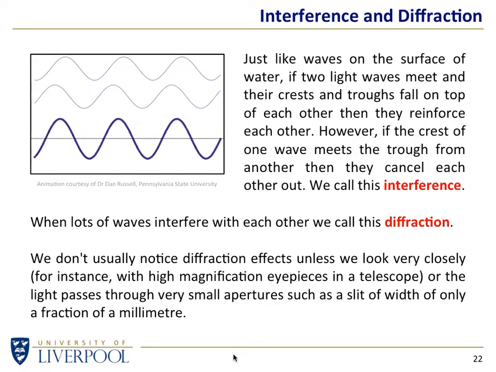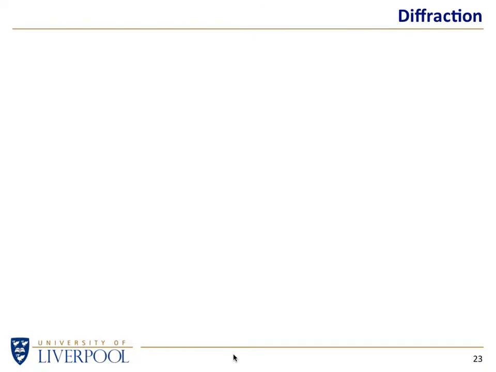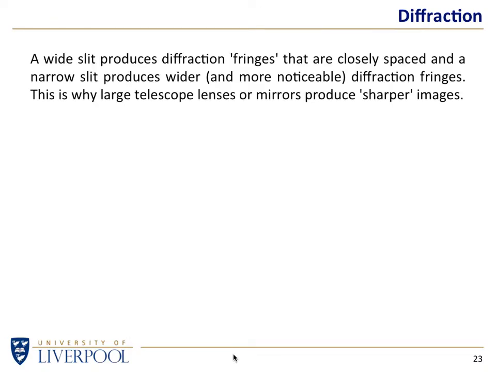And you might also notice it if you pass light through a narrow slit. Narrow slit, meaning large enough to let light through, but relatively small compared to the wavelength of light, not, for instance, many centimeters, the sort of apertures that you might have in a telescope, centimeters to tens of centimeters to possibly even larger. But if we pass light through a small aperture, then it's possible to see diffraction effects.